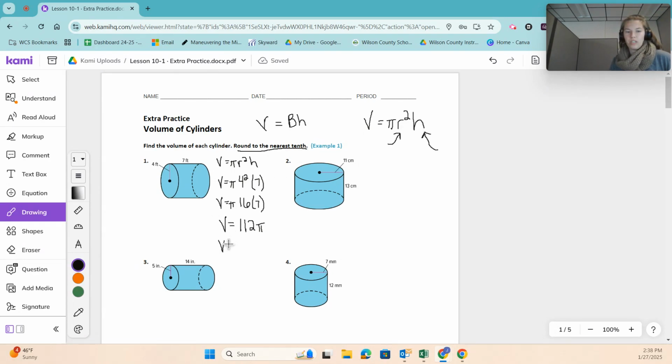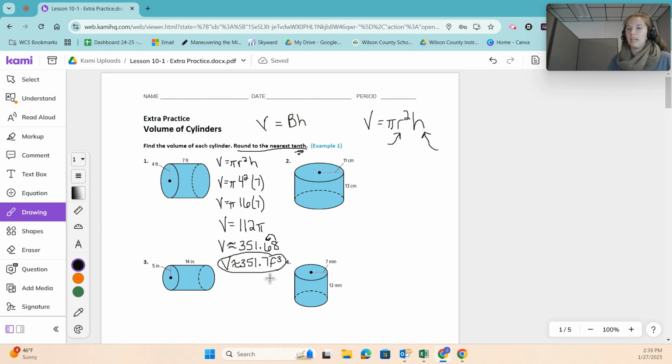That means you are going to multiply 112 times your 3.14, and you are going to get the volume is approximately equal to 351.68. And because it says the nearest tenth, I'm going to take this 8, and that's going to tell this 6 to round up. So 351.7 is approximately my volume. That is the estimated, and that is going to be feet cubed.